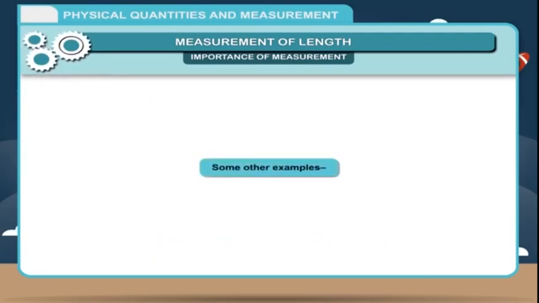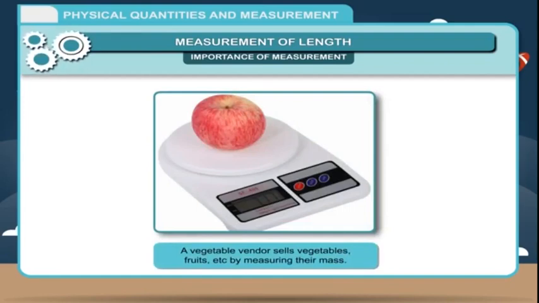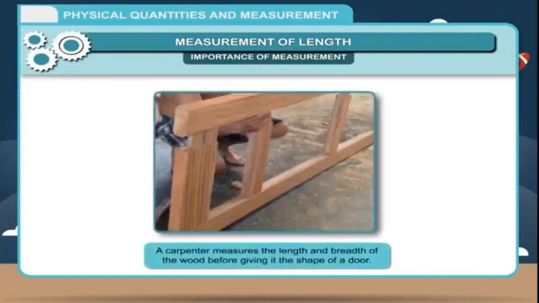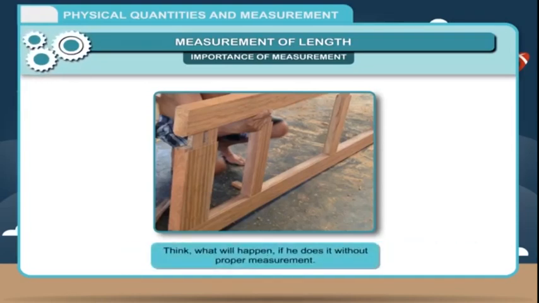Some other examples. 1. A vegetable vendor sells vegetables, fruits, etc. by measuring their mass. 2. A carpenter measures the length and breadth of the wood before giving it the shape of a door. Think, what will happen if he does it without proper measurement?